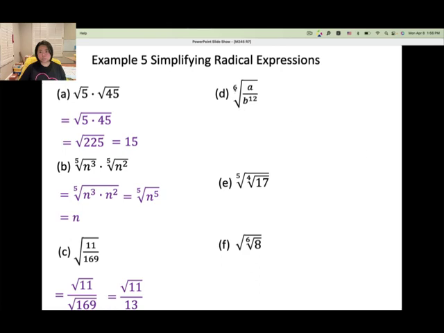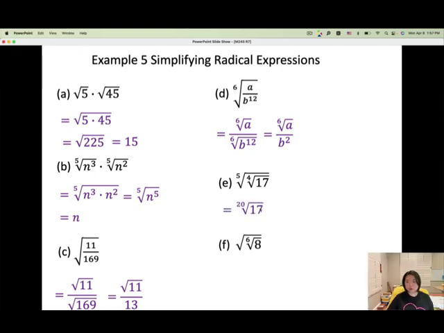Okay, the 6th root of a over b to the power of 12, you could break it down just like the quotient rule here, right? And this one, you could make it like 2 times 6. So you cancel out the 6, you have the b squared here. Okay, you could combine it. So this is going to be 5 times 4, so the 20th root of 17. Same thing, 2 times 6, that's going to be 12.